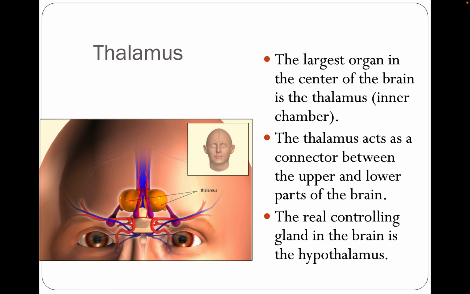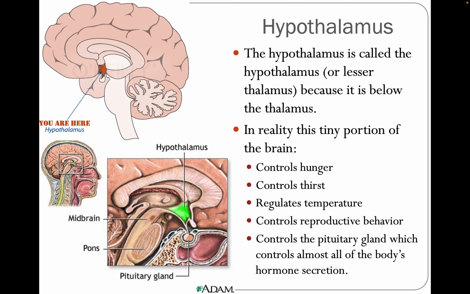The largest organ in the center of the brain is the thalamus, or inner chamber. The thalamus acts as a connector between the upper and lower parts of the brain. The real controlling gland in the brain is the hypothalamus. The hypothalamus, or lesser thalamus, is called that because it is below the thalamus. In reality, this tiny portion of the brain controls your hunger, your thirst, it regulates your temperature, controls your reproductive behavior, and it controls the pituitary gland, which controls almost all of the body's hormone secretions.